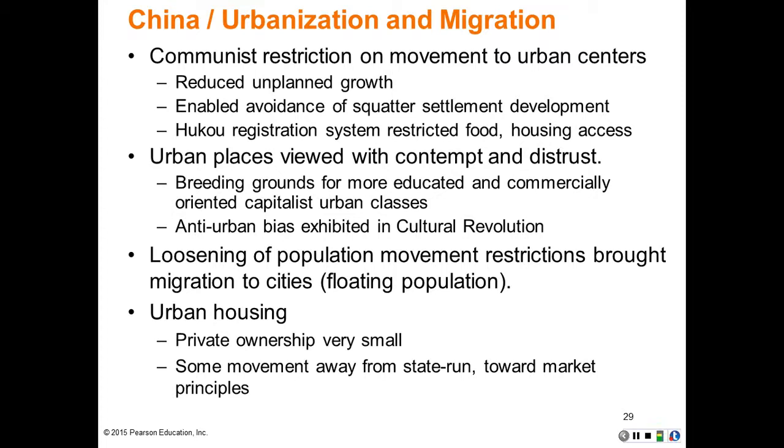There has since been a loosening of population movement restrictions, which has brought migration to the cities with something known as a floating population. Floating population are groups of rural migrants who move to urban locations where labor is needed in order to find a job. Urban housing is still, private ownership is a very small percentage of the population. There is some movement, though, away from government-run housing into local market principles and capitalistic availability of apartment and urban houses, especially in the extremely affluent industrial zones.